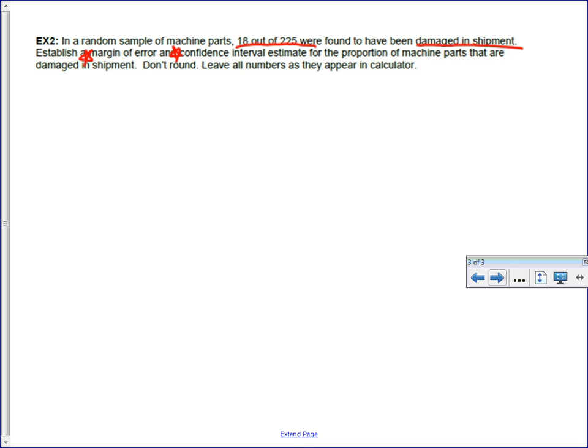Awesome. Okay, so that's going to be hard to do, not round. So what I am actually going to do is I'm going to say, let's round the margin of error to the nearest hundredth. And let's round the confidence interval also to the nearest hundredth. Doesn't really matter, I made this problem up.